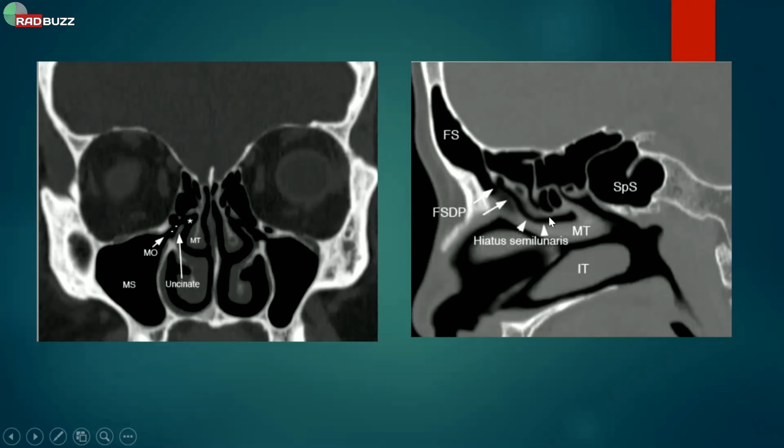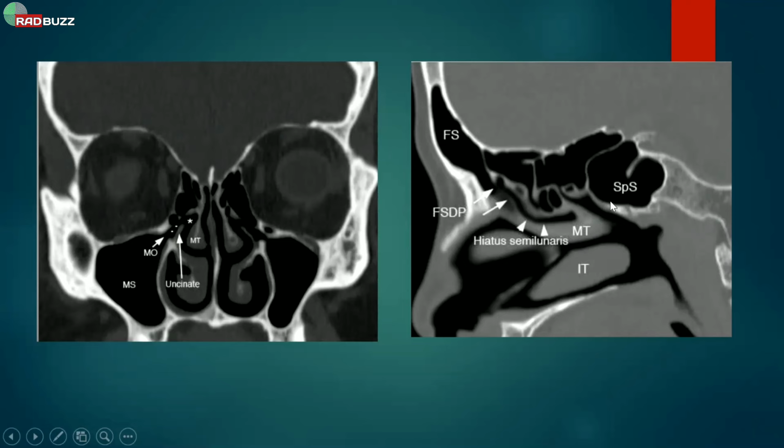So this whole passage is draining all the way to the middle meatus. That's the middle meatus, so this opening will open here. That's the inferior turbinate, middle turbinate. That's the bony projection. But basically, that middle meatus will be in relation to this.